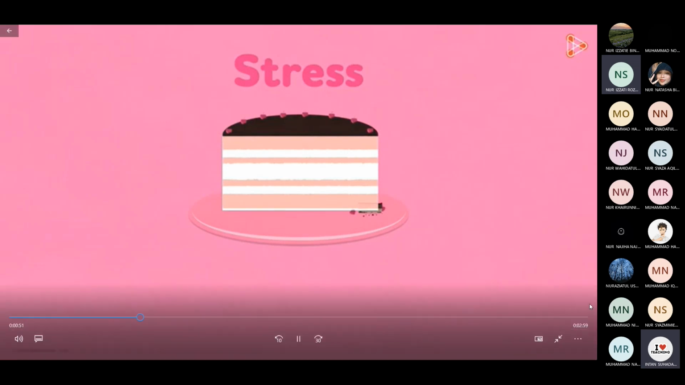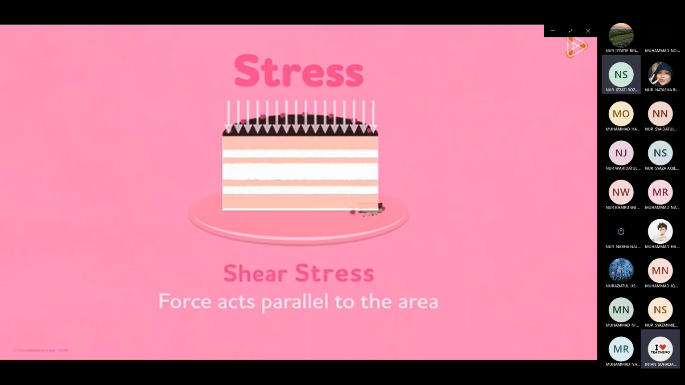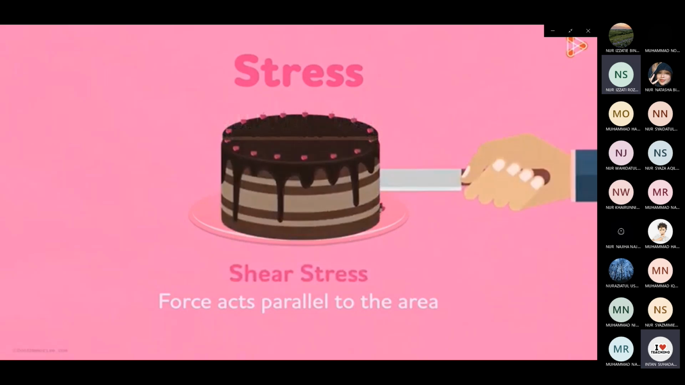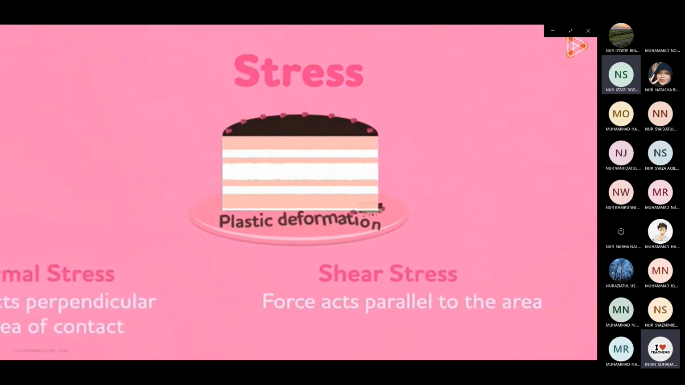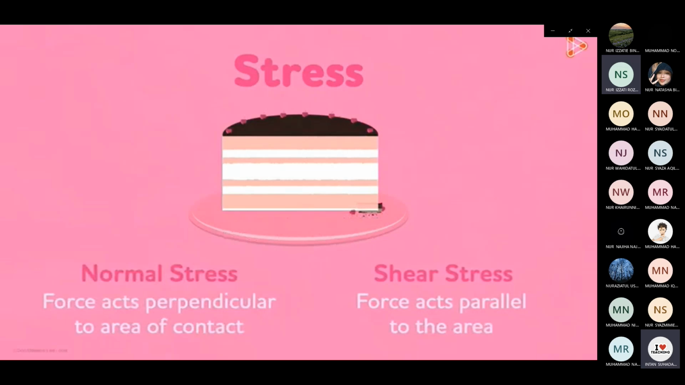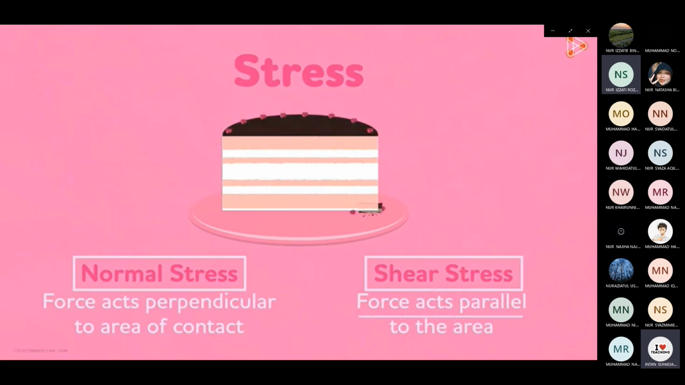We can also see that the force is not perpendicular to this area. It acts parallel to it as we are pushing the knife straight down. If the force acts parallel to the surface, it exerts shear stress. This stress tries to push the two surfaces away from each other and hence results in plastic deformation. So this is the basic difference between normal stress and shear stress. Normal stress is where the force is acting perpendicular to the area of contact, while shear stress is the force that acts parallel to the area.